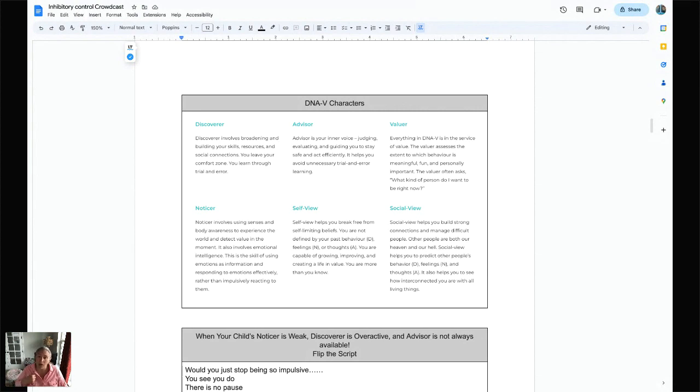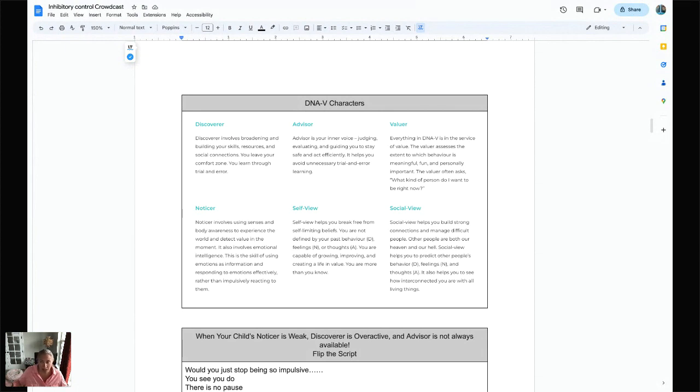So our self-view helps us break free from those self-limiting beliefs. I don't know how many of your guys say things like, I'm just a terrible kid. All I do is get punished. I can never do anything right, right? That self-view, we want to help them break free from that limiting belief of I can't do anything right. All I do is do things wrong. We want them to see that you are capable of growing, you're capable of improving, you're capable of changing the direction of things that are going right now.